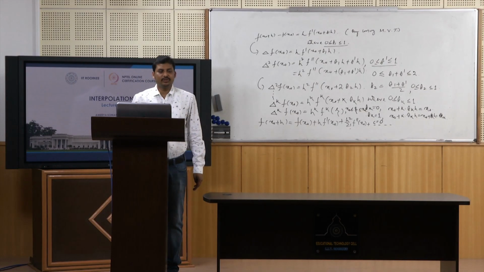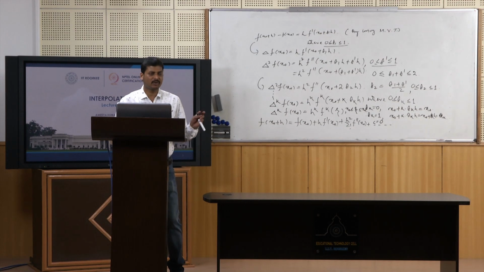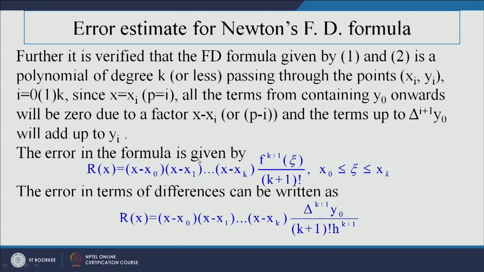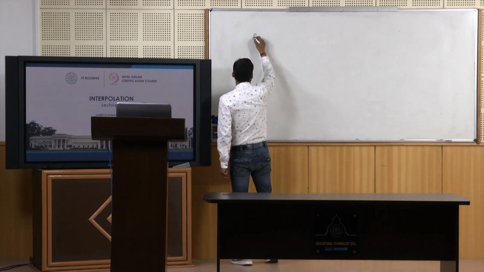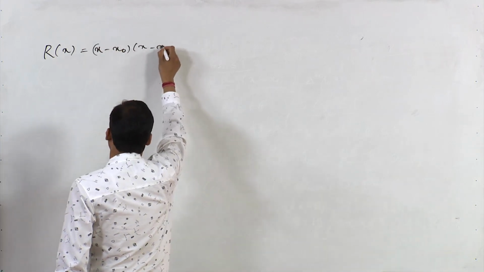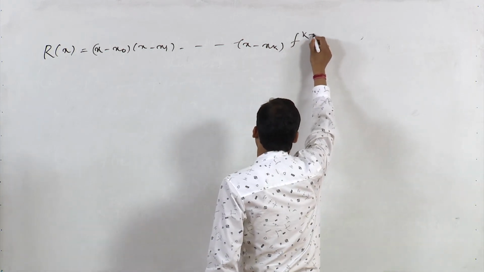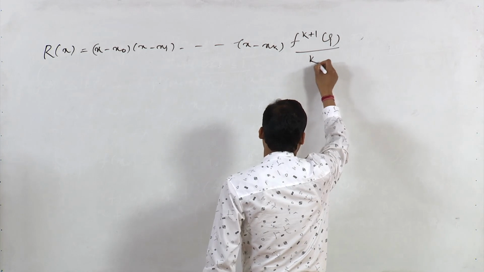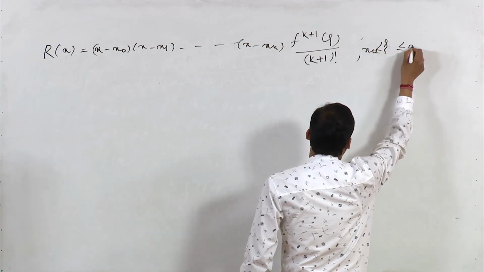And further, if we go for this forward difference formula, if it is passing through these points xi, yi, where xi are the nodal points and yi are the associated functional values, then we can express this remainder term as, if you see here, the error term r of x is usually written in the form of x minus x0, x minus x1 up to x minus xk, f to the power k plus 1 zeta by k plus 1 factorial here, where zeta should lie between x0 to xk here.